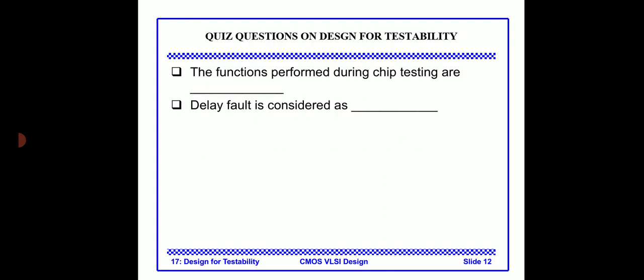Quiz questions: what are the functions performed during chip testing, and a delay fault is considered as dash.